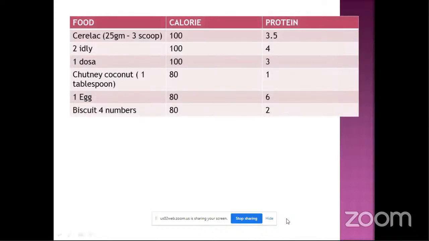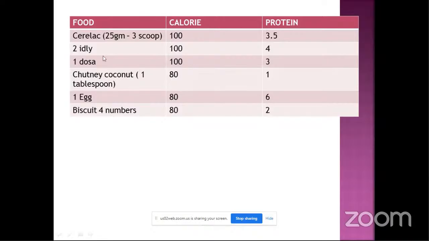Next, in case of infancy and around the toddlerhood, we will be having the Cerelac, which is again 3 scoops, which corresponds to 25 gram. The kilocalorie will be 100. So here we will be seeing all 100 kilocalorie. So 100 kilocalorie of Cerelac will produce a protein of 3.5.